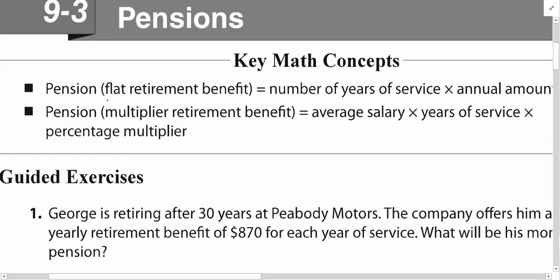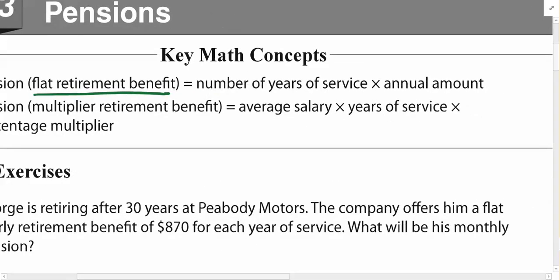One's called a flat retirement benefit, where you simply take the number of years that you've worked, the number of years of service, times some set annual amount. That's the easiest retirement benefit to calculate.